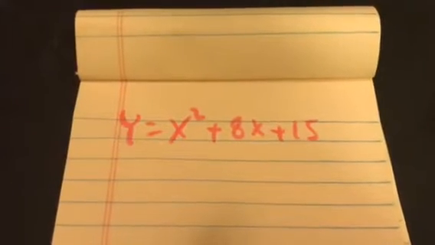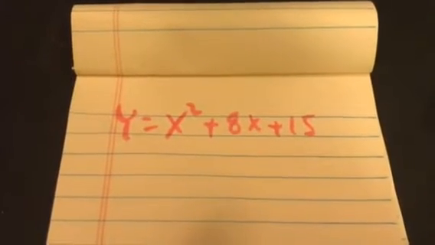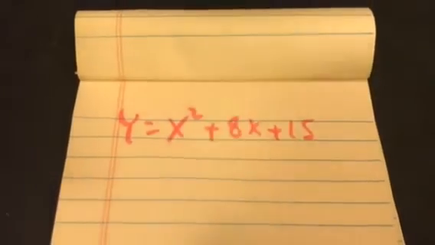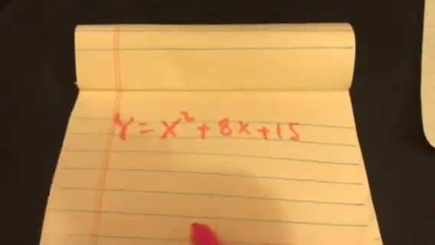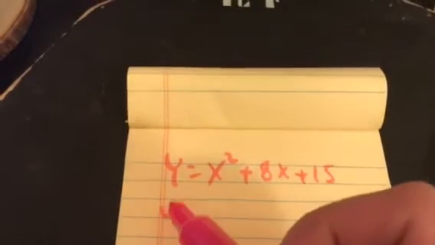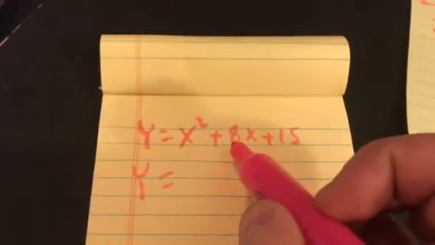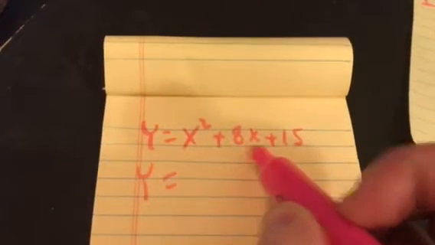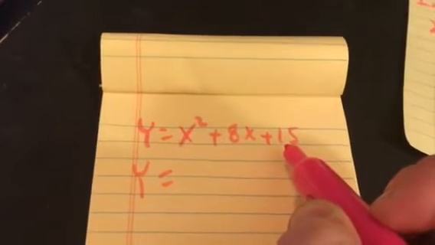Here's my video connecting the three forms of quadratic functions. I have a standard form right here. From this we can go to a factored form if we can factor it, which we can. We need two values that will add up to 8 and also multiply to 15.